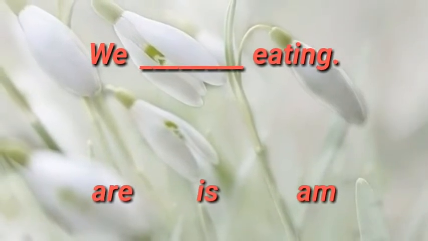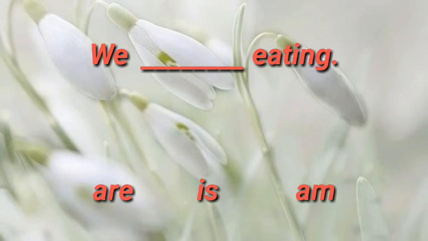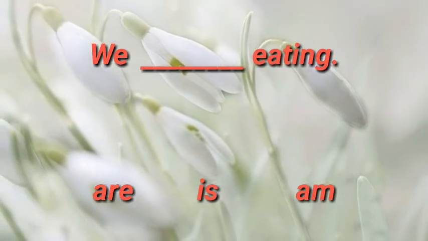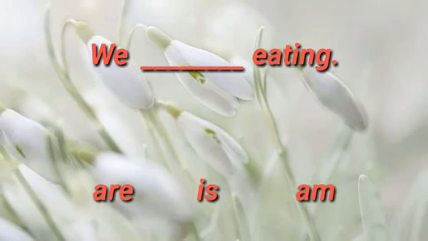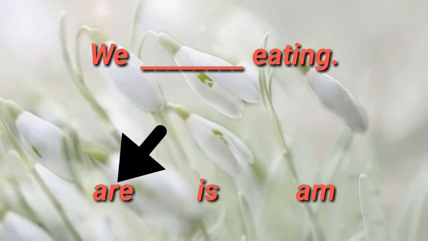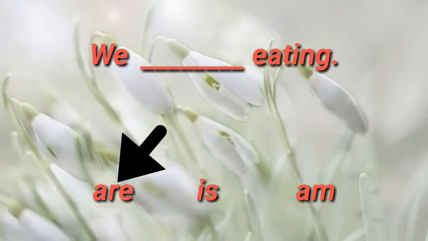Okay, let's start. We dash eating. Are, is, am are the options. So students must remember the rule that I clarified to you. We is followed by are. So it is solved: we are eating is the complete sentence. The next one is I dash eating. Is, am, are are the options. Am is for I, is for he, and are for plural. So am is the right option. I am eating is the correct sentence.